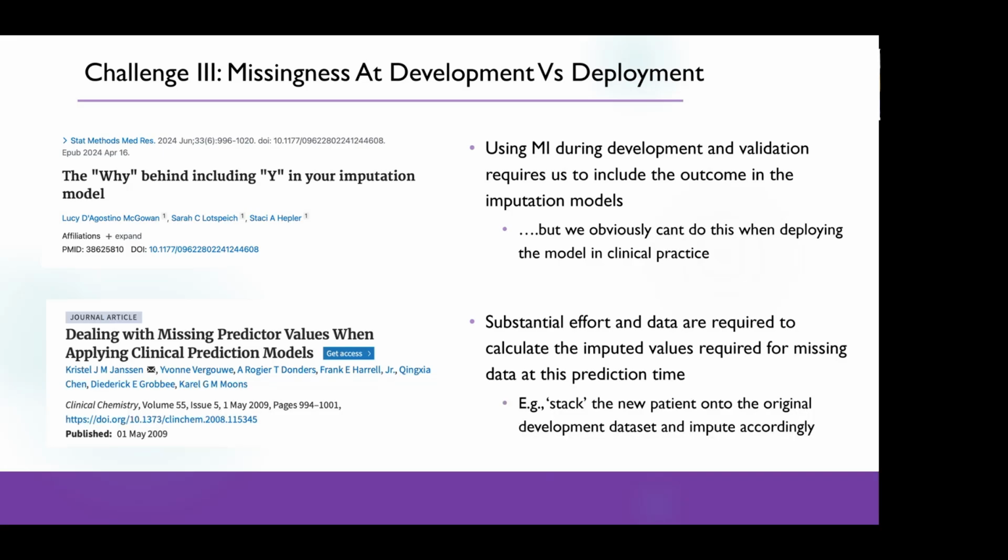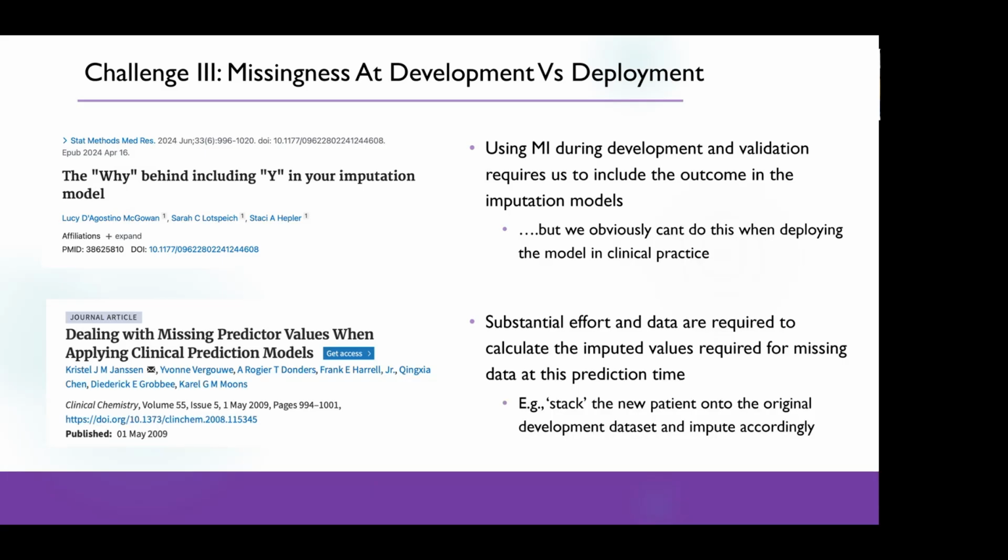if we pause and think that through for a little bit, that's fine at the development stage, but less so further on in the prediction modeling pipeline. When I come to deploy my model, for instance, I don't know what the outcome is. If I did, I wouldn't need to be making a prediction. And so that leads to a bit of a disconnect between the model that we're using to develop our model, in terms of the imputation model I mean by that, and the model that we ultimately use in practice.